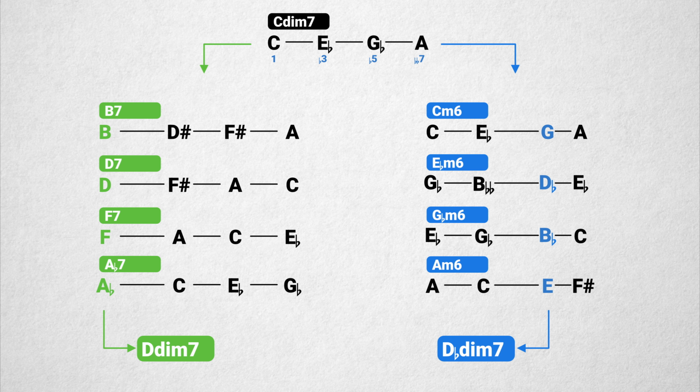And the minor 6 chords are also related to the D flat diminished 7 chord. And that's because the raised notes in the C diminished 7 chord that resulted in minor 6 chords are part of the D flat diminished 7 chord.